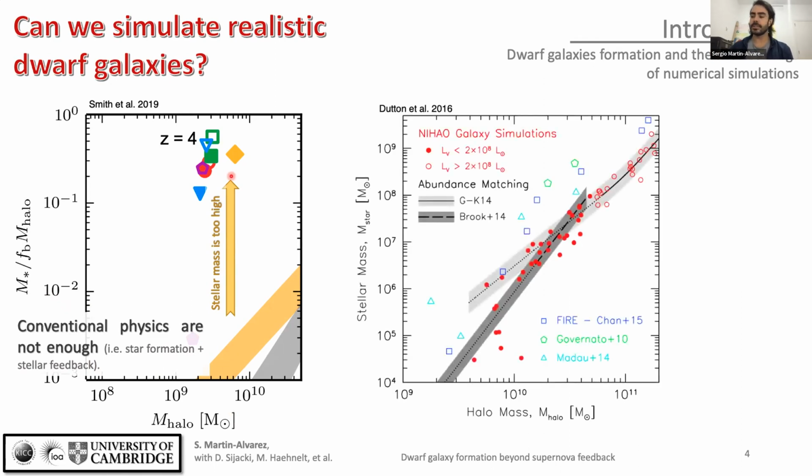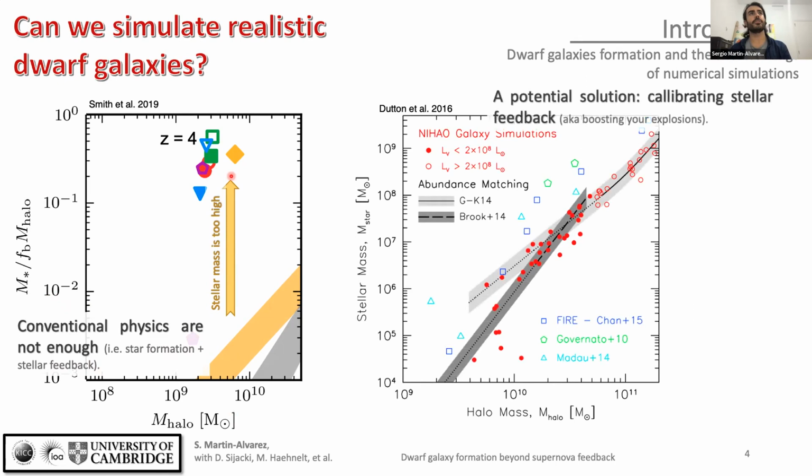Of course, numerical simulations have a solution for this. One thing you could do is increase the impact of feedback by boosting the strength of these feedback events. You increase the amount of energy that you dump per event or per stellar mass and so on.